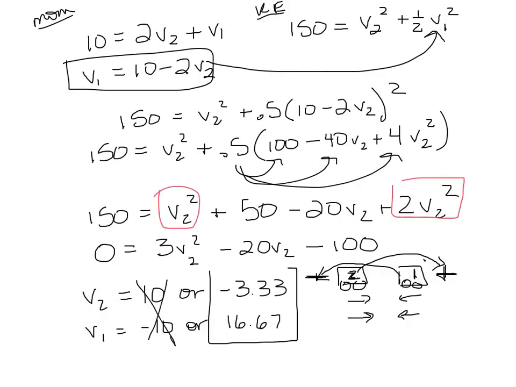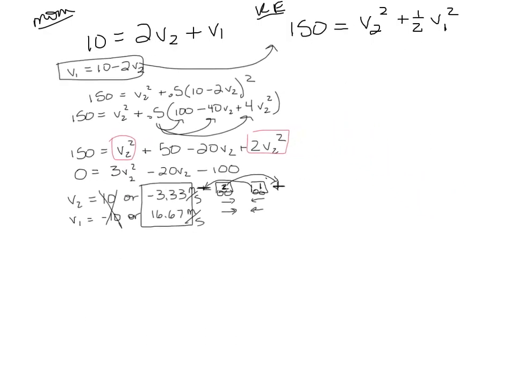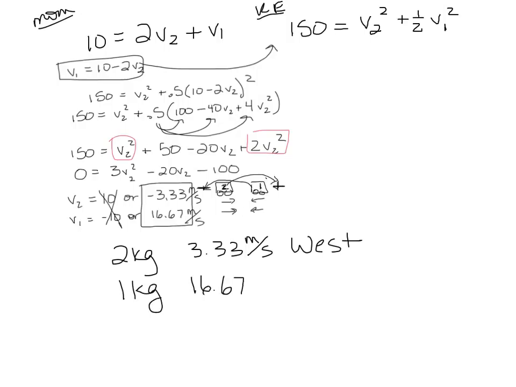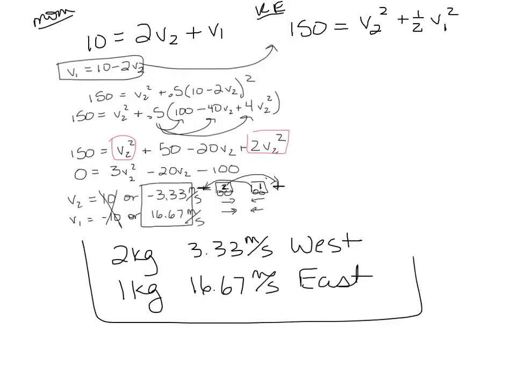So then we'll choose the second answer, and these will be the velocities of our cars afterwards, which means that our 2-kilogram car is going to be going 3.33 meters per second west, and our 1-kilogram cart is going to be going 16.67 meters per second east. And that's what we would say for our answer.